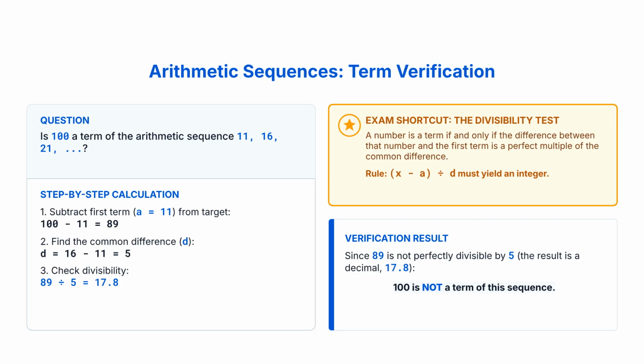To verify if a number is a term in a sequence, use the divisibility test. Subtract the first term from your target number and divide by d. If the result is an integer, it is a term in the sequence.